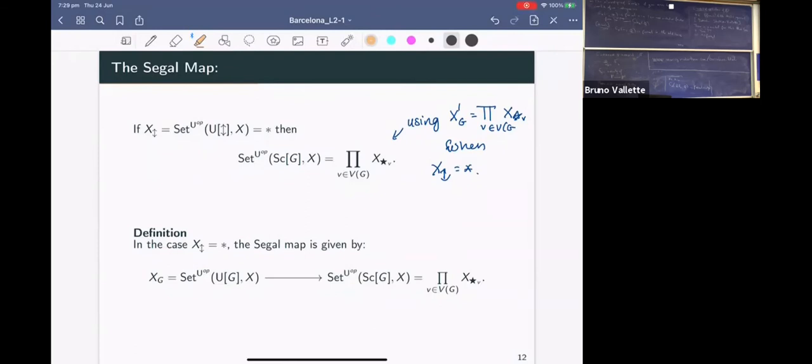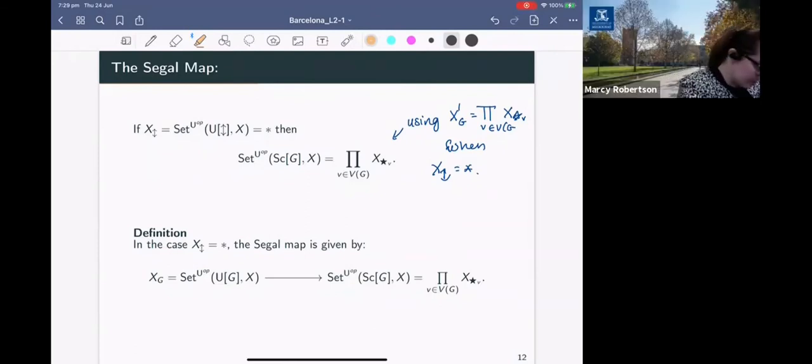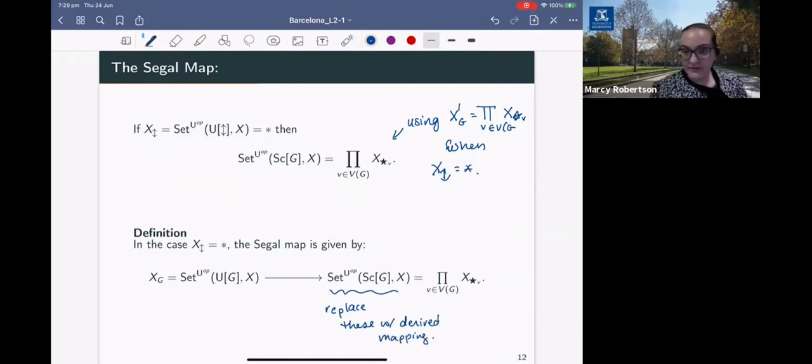we want to make this all up to homotopy. And so the way we're going to do it is we're going to replace these with derived mapping spaces, with some up to homotopy maps. Let's make everything up to homotopy.